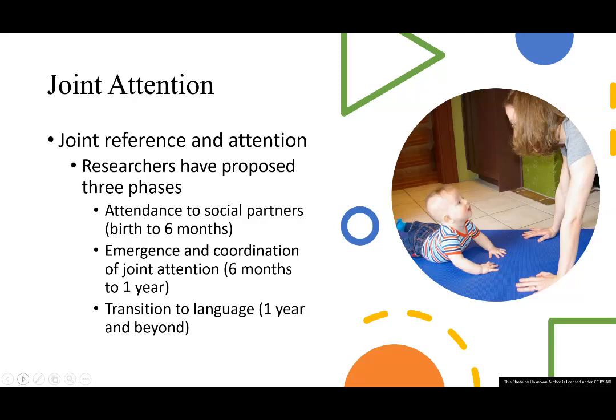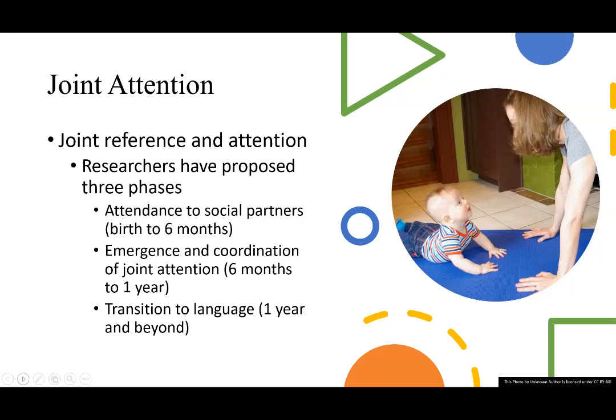So phase 1 is when infants learn to attend to their social partners. You can see in the picture to the right that the infant has raised their head and is looking at the caregiver. And that is joint attention. They are looking at each other. They are sharing each other's attention. And that emerges as early as birth and is really getting honed in up to the 6-month period.